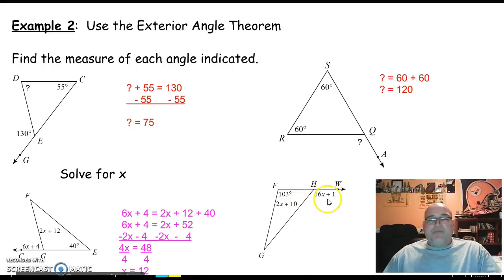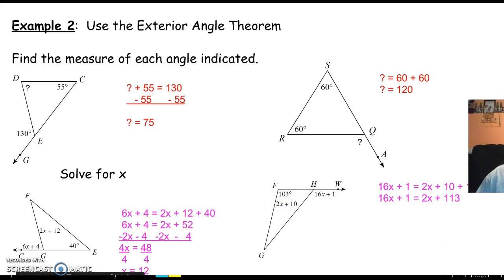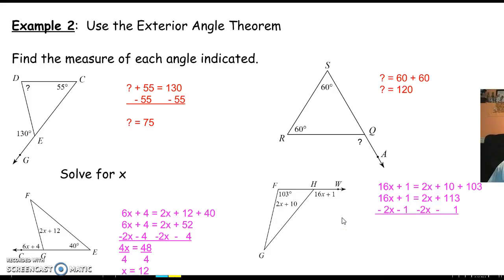Last example, again, the exterior angle is equal to the sum of the two remote interiors, 2x plus 10 plus 103. Again, we can combine our like terms, solve the equation, take all the x's to the left, all the constants to the right. 14x equals 112, and thus we find out that x equals 8.